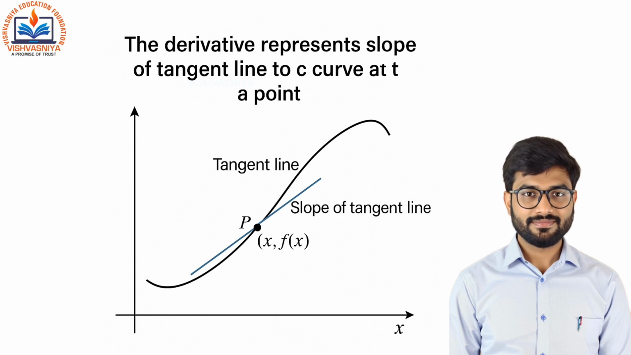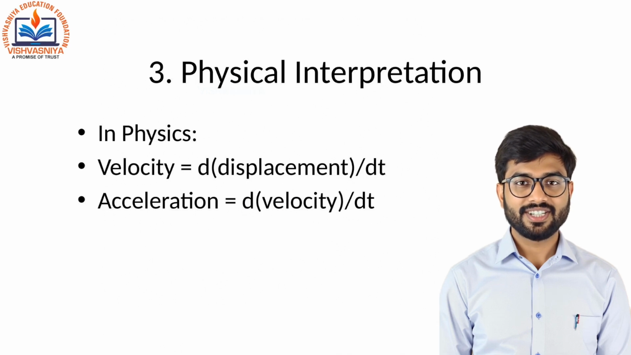Geometrical interpretation: the derivative represents the slope of the tangent line to the curve at a point. Physical interpretation: velocity is the derivative of displacement with respect to time. Acceleration is the derivative of velocity with respect to time.